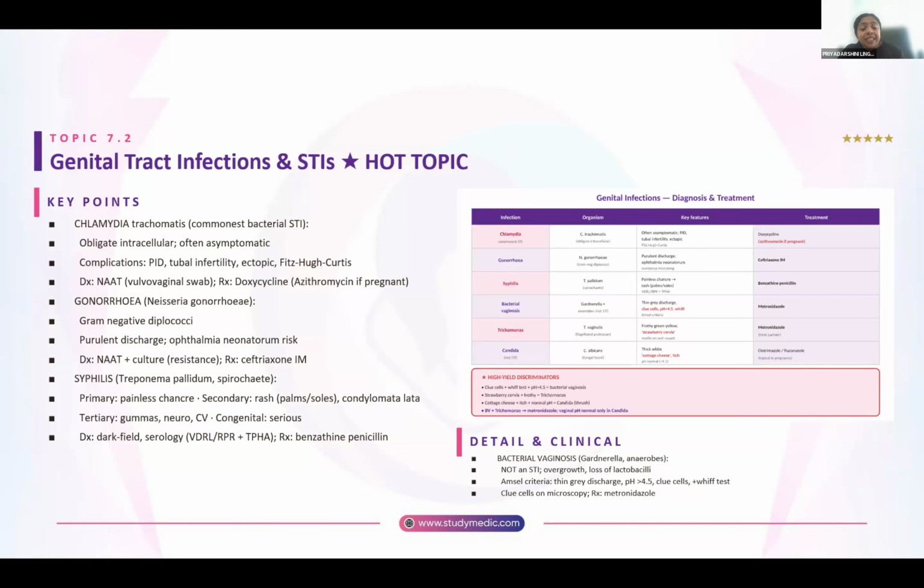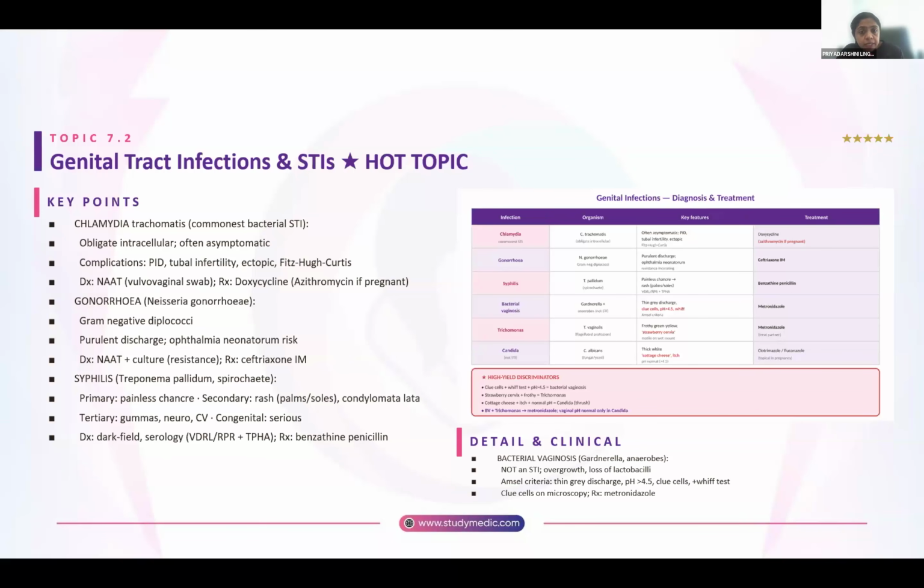Apart from this, what are the other non-STIs we talk about? One is bacterial vaginosis and one is candida infection. Trichomonas again comes into the STI category. Bacterial vaginosis is caused by the organism Gardnerella vaginalis, and the classical feature here is going to be the clue cells. You do your whiff test and your pH is more than 4.5. This discharge is going to be a thin grayish discharge. The drug of choice is going to be metronidazole.